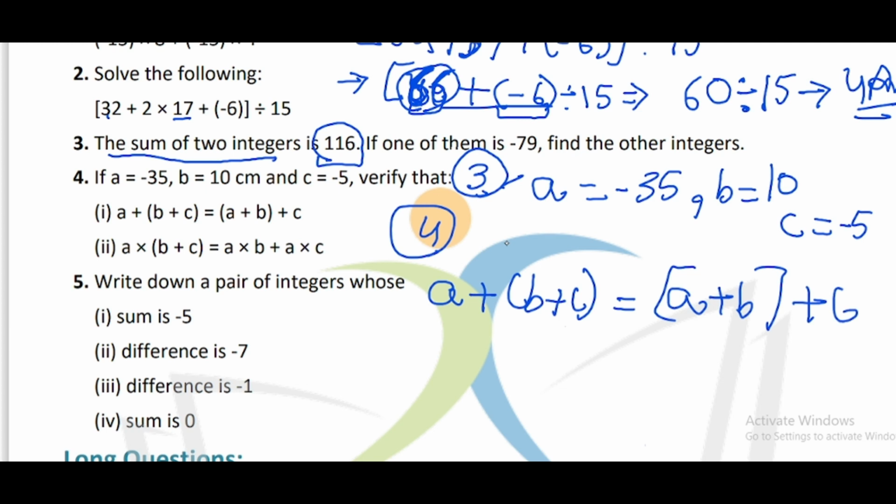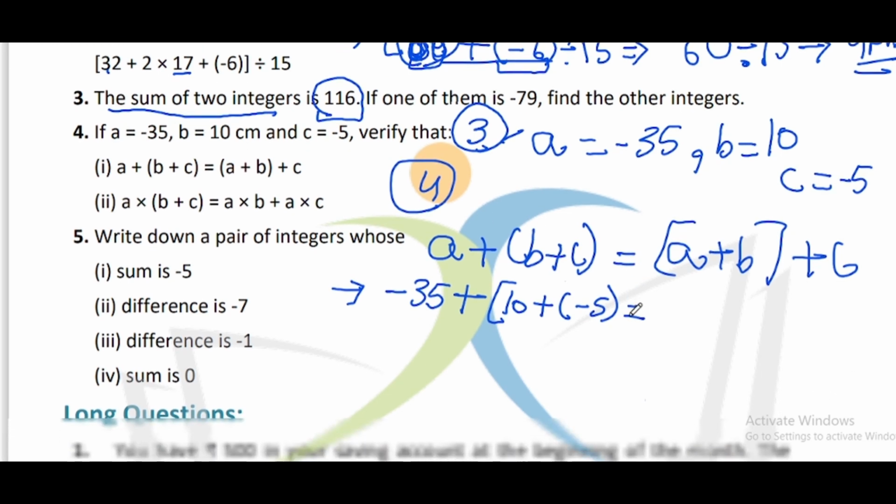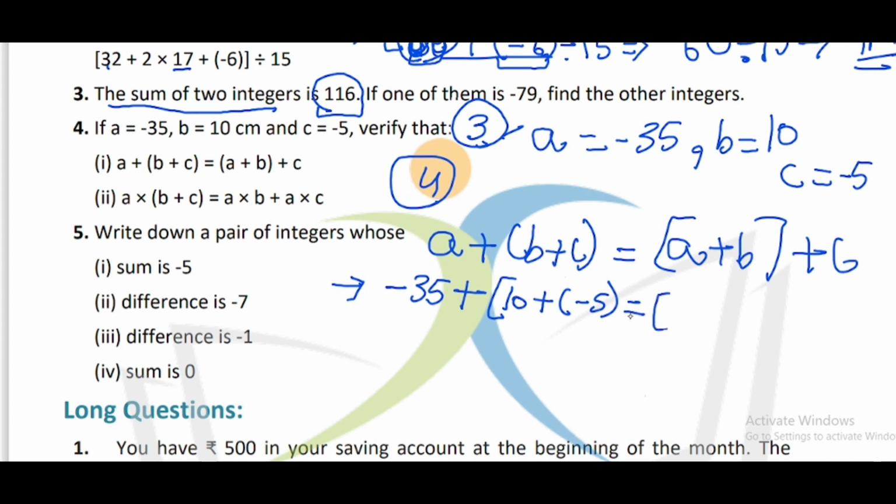Let's see, put the value of a, b, c on the left side. The value of a is given minus 35, then a is minus 35 add with the value of b plus c, that is b given is 10, then c is minus 5. Then same as, put the value of a, b, c on the right side. Let's see, the value of a is minus 35, add with b, the value of b is 10, then add with c, that is minus 5.